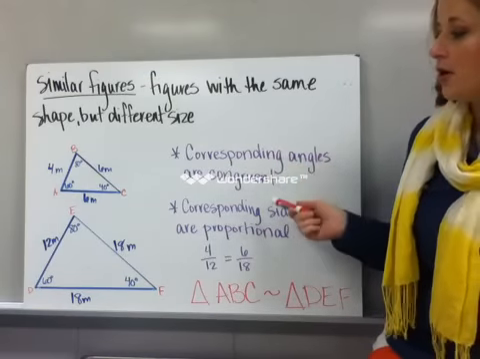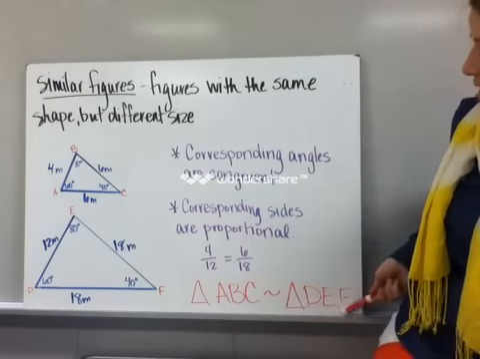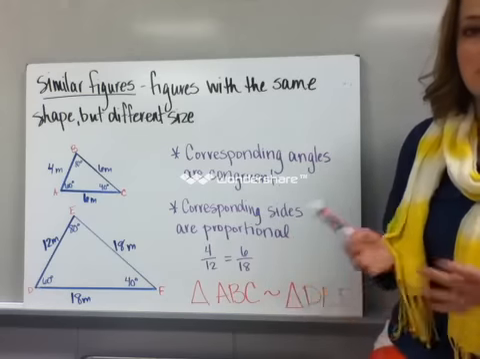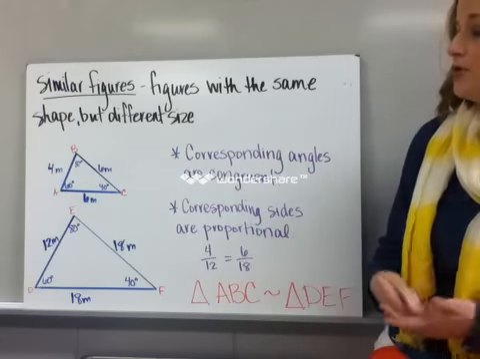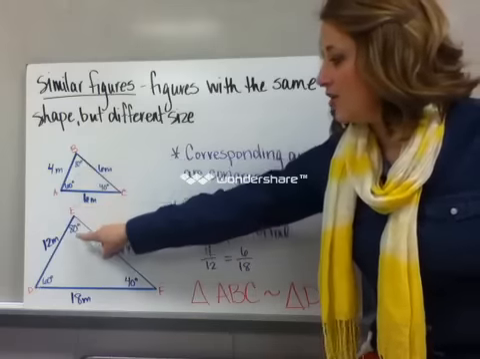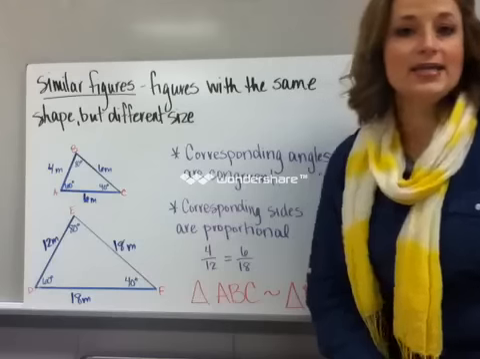First, their angles are congruent. These two triangles, triangle ABC and DEF, are similar. That single squiggle mark means similar. There are no equal bars because they're not equal, they're just similar. So if you look at their angles, 80 degrees, 80 degrees, they are congruent. 40 and 40, 60 and 60.